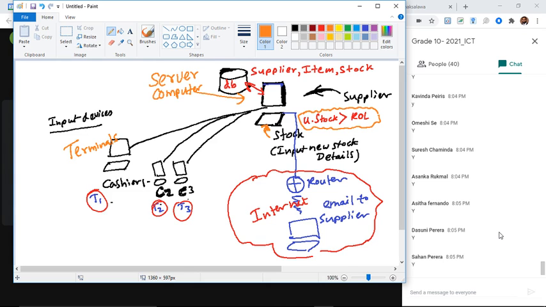Think about the process you have gone through when you go to the supermarket. What devices were used at the cashier point? Think about that. And this is connected to some kind of server. So that server will be holding all the data related to the supermarket.